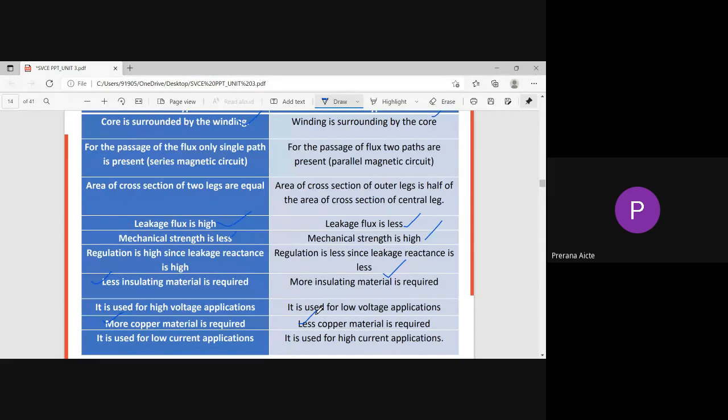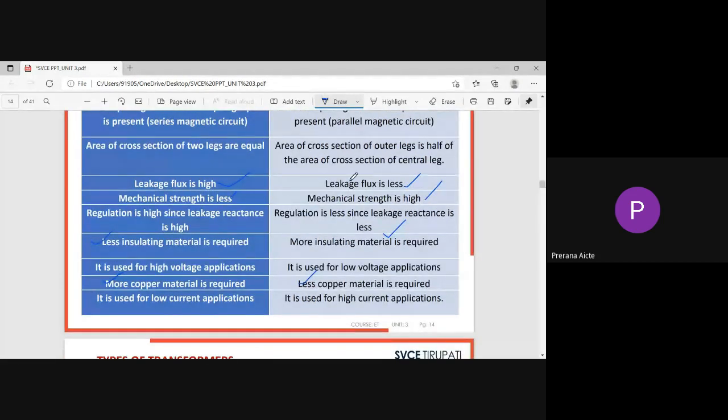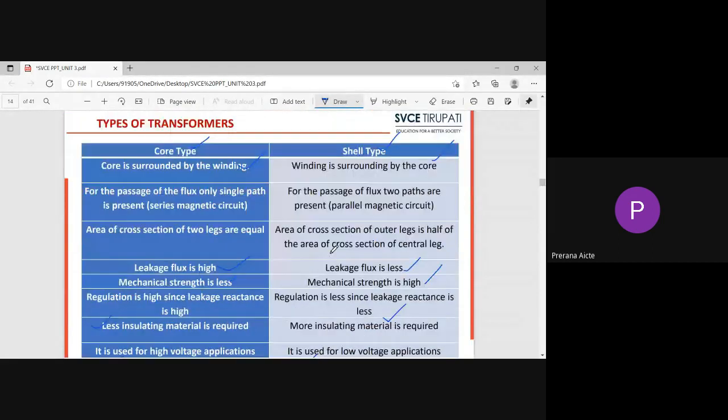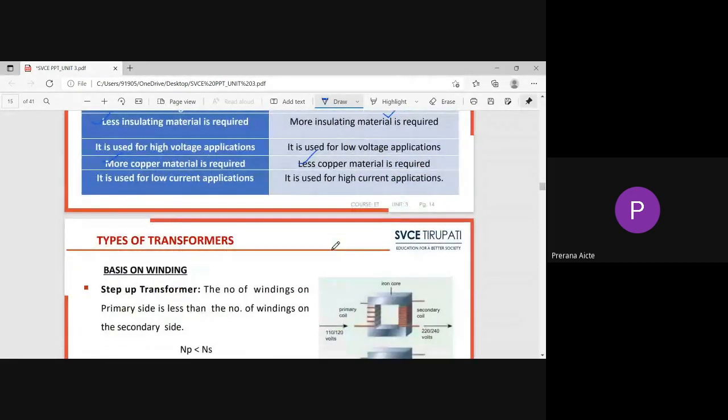While coming to the shell type transformer, the windings are placed alternately, that is nothing but in a sandwich manner. So first, nearer to the core, we place the LV winding, and next we place the HV winding. For that, the amount of copper required is less. So these are the major differences between the core type transformer and shell type transformer from the GATE point of view.